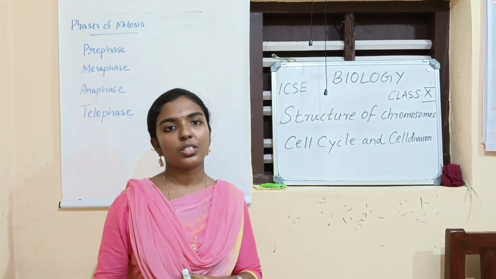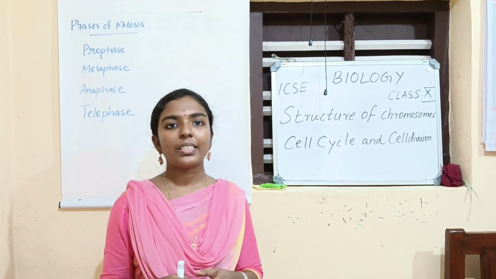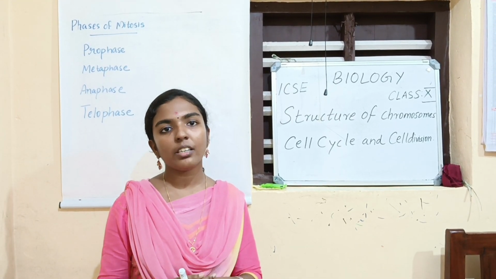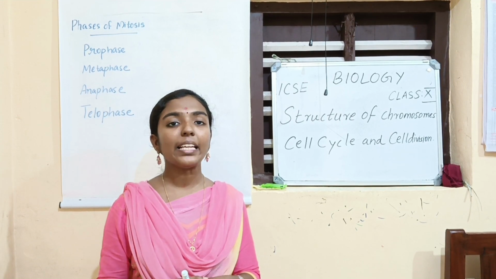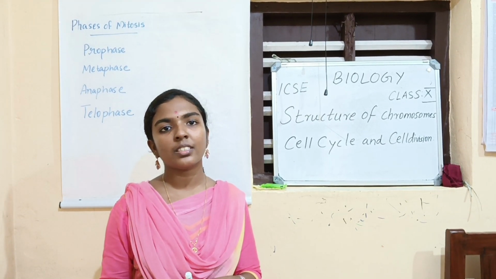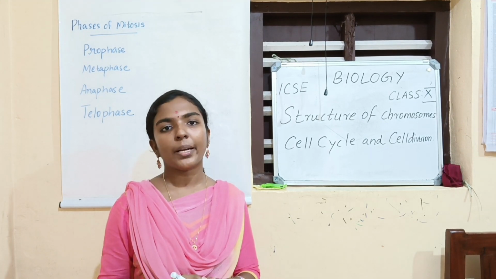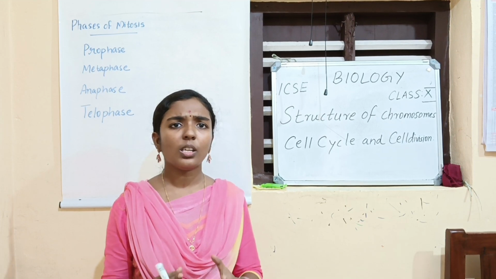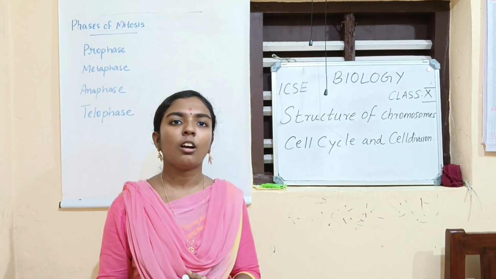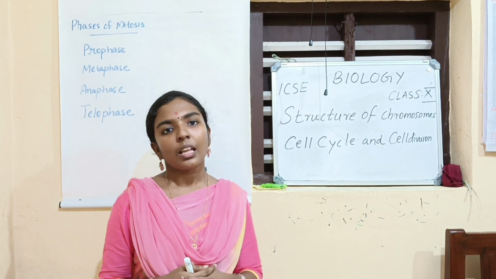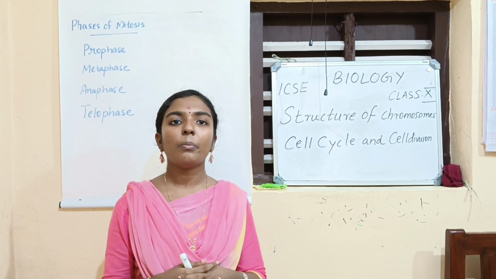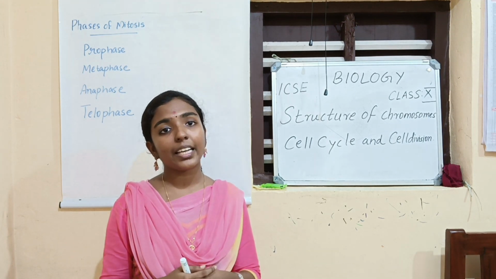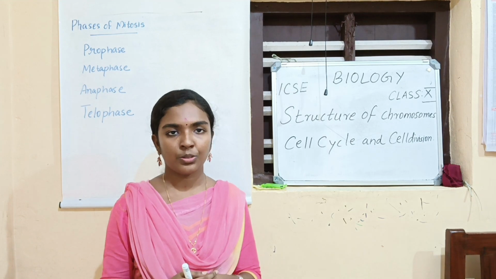Mitosis. Mitos means thread, which means chromatin thread. Mitosis is the cell division which leads to growth and development. Mitosis takes place in body cells or somatic cells. The important aspect of mitosis is that after division, the chromosome number does not change. It maintains the same chromosome number in mitosis.